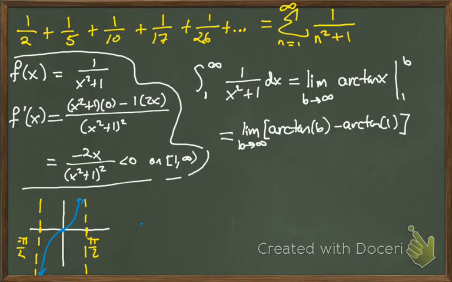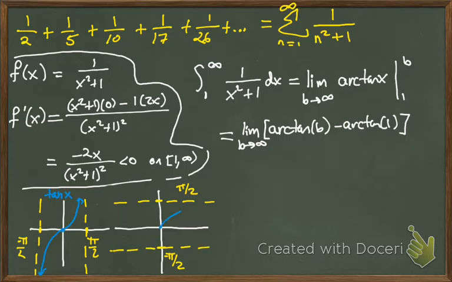Now if we want to find the inverse, we're going to switch all the x's and y's, so those vertical asymptotes of negative pi over 2 and pi over 2 are going to change into horizontal asymptotes of y equals pi over 2 and y equals negative pi over 2. So there's your horizontal asymptotes, and then we'll sketch in the inverse tangent, or the arctangent.